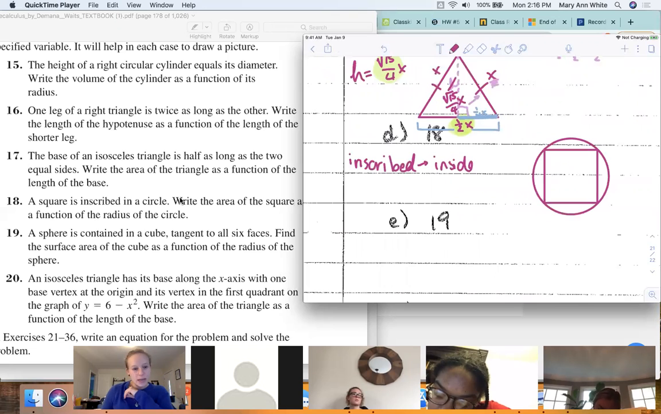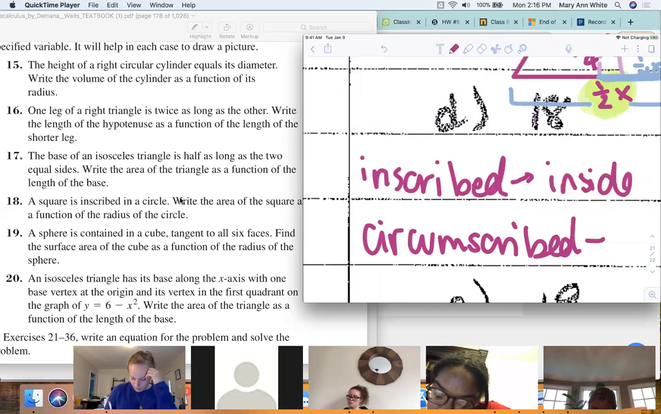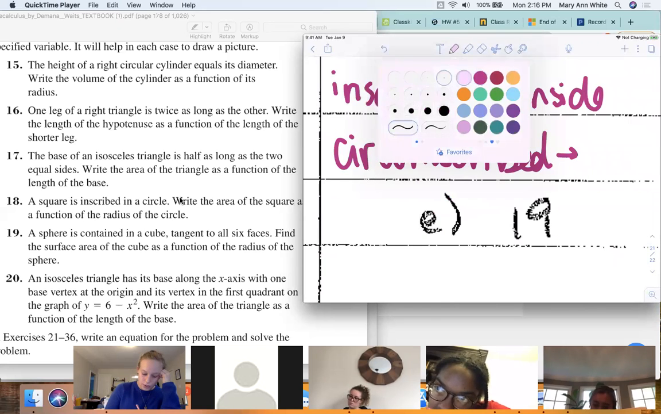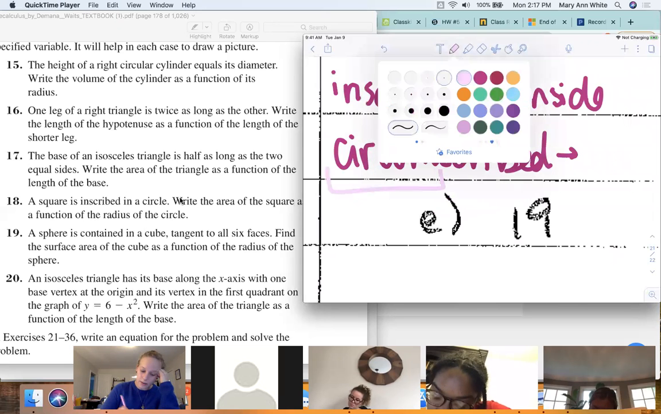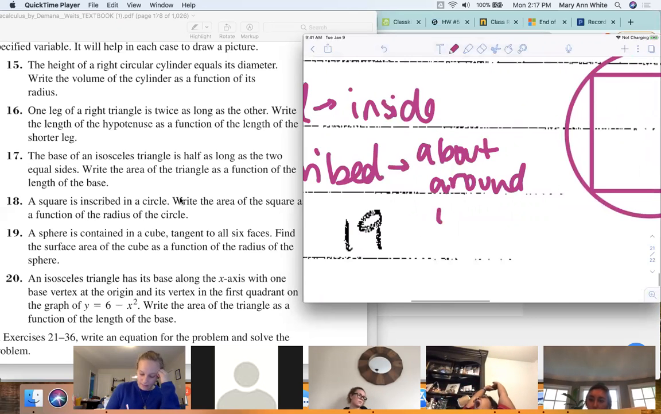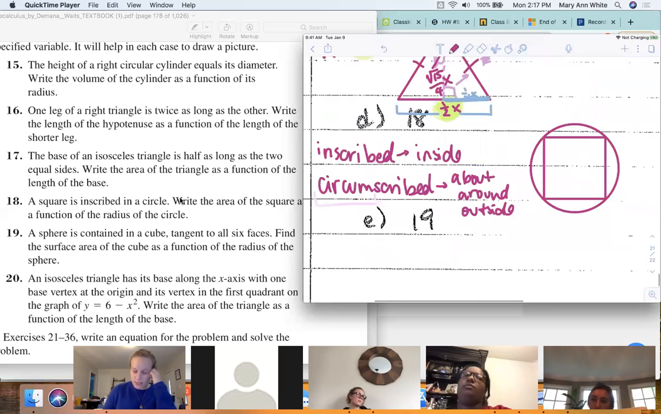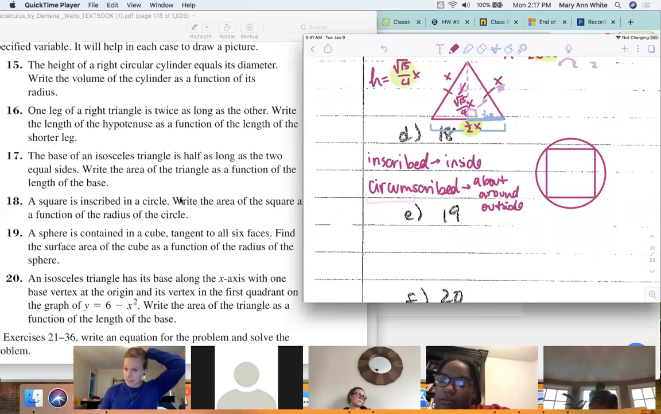This word is not used today, but you could see it in the future. The word circumscribed. That sounds a lot like circumference, and that means we're going around or about or outside. So if you see the word circumscribed, it's about or around or outside. Just a bunch of prepositions, inside versus outside. So again, not this problem, but you may see that in the future.